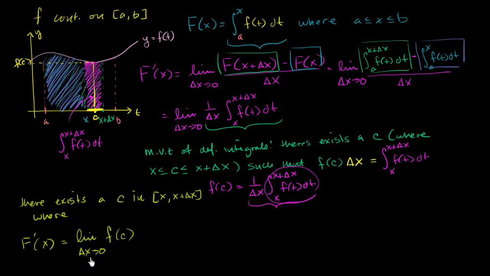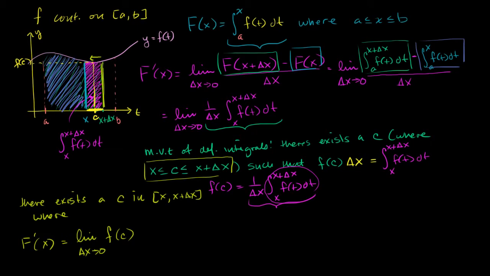We just have to figure out what the limit as delta x approaches 0 of f of c is. And the main realization is this part right over here. We know that c is always sandwiched in between x and x plus delta x. And intuitively, you could tell that, look, as delta x approaches 0, as this green line right over here moves more and more to the left, as it approaches this blue line, the c has to be in between, and so the c is going to approach x.